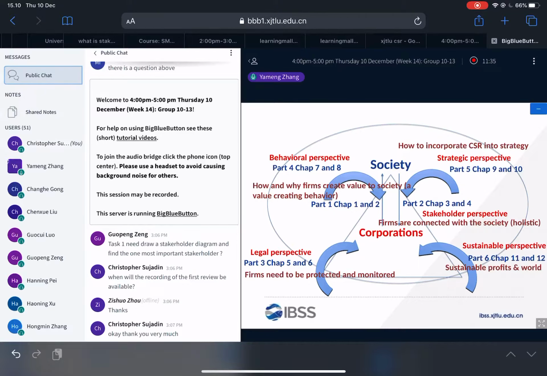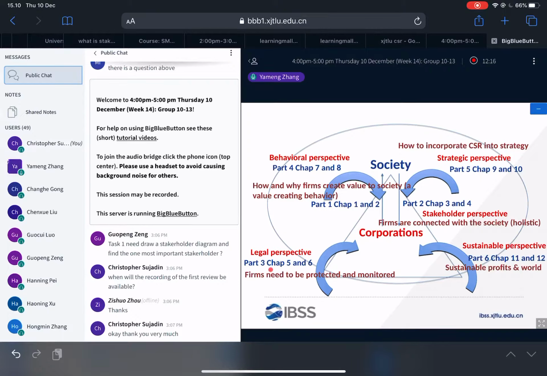When we introduce the next part, the legal perspective, we mainly talk about one particular stakeholder introduced in part 2, that is the shareholder. So company law records the responsibilities and the rights of the firm, how firms should protect the shareholders' wealth and interests, and how firms should be monitored by, for example, internal corporate governance mechanisms and external corporate governance mechanisms. So that is a link between these 2 parts.